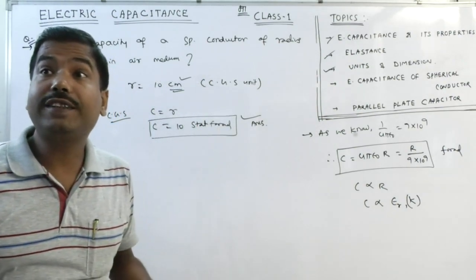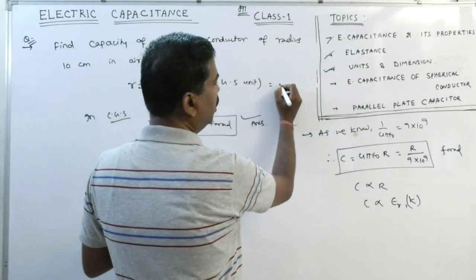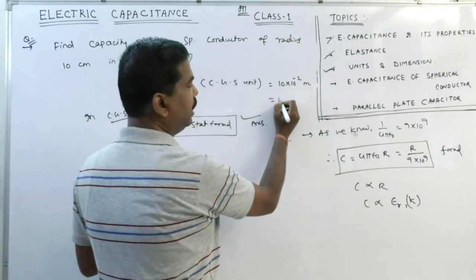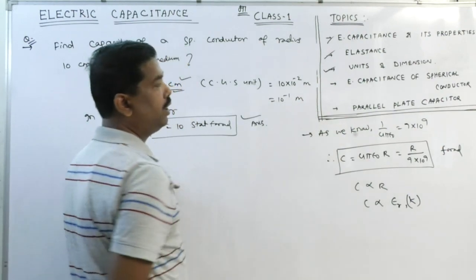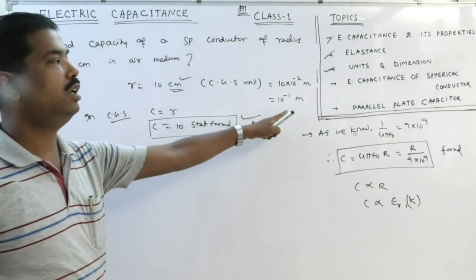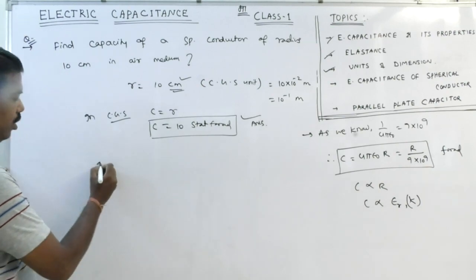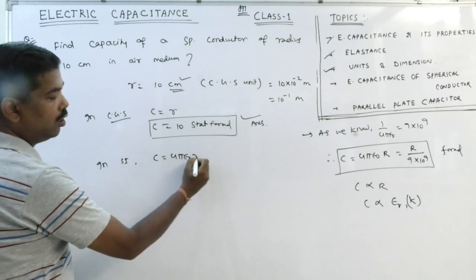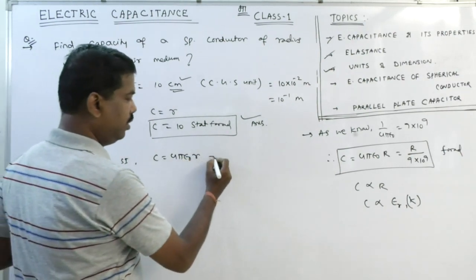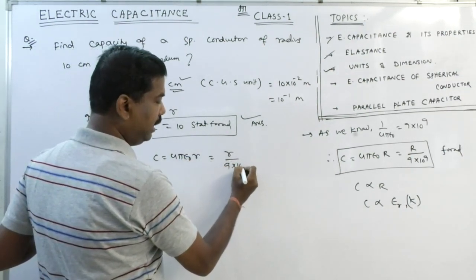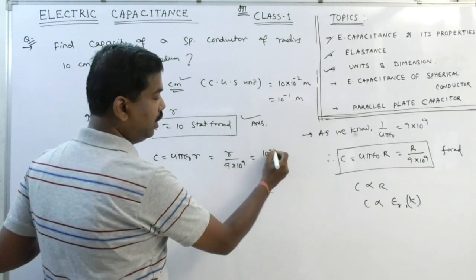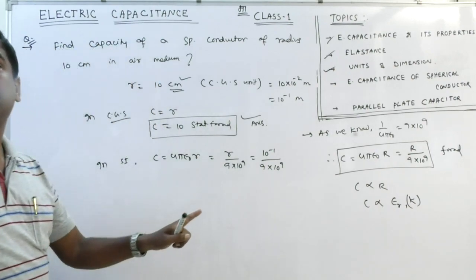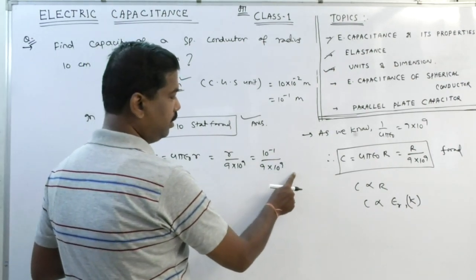Okay, if you convert it into SI, 10 cm is equal to 10 into 10 to the power minus 2 meter, that is 10 to the power minus 1 meter. Clear? That is SI. In SI, C is equal to 4 pi epsilon 0 R, means R by 9 into 10 to the power 9, 10 to the power minus 1 by 9 into 10 to the power 9. Clear? 10, 10, multiply.